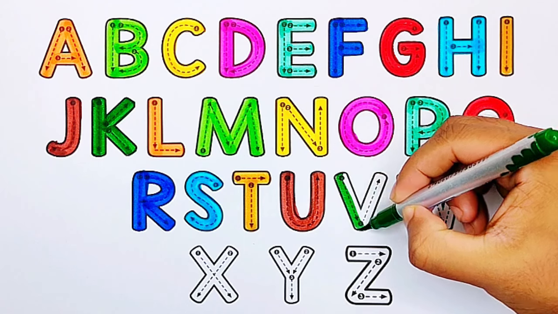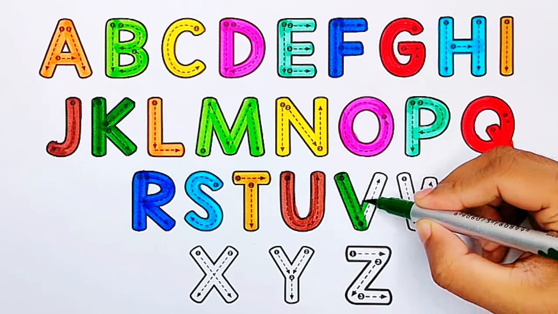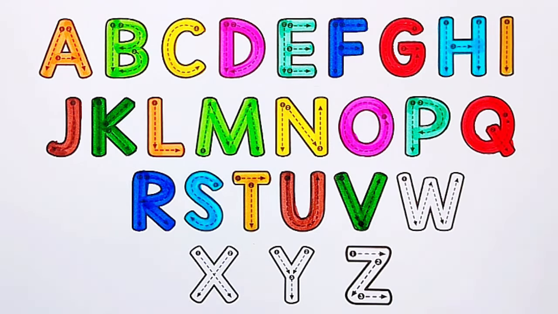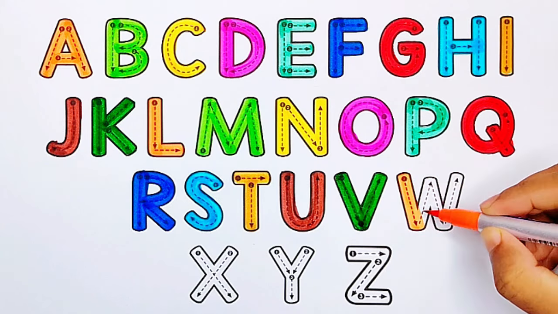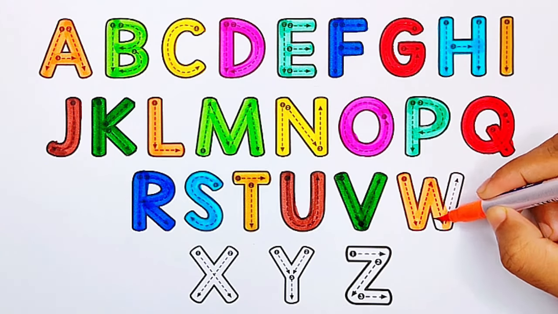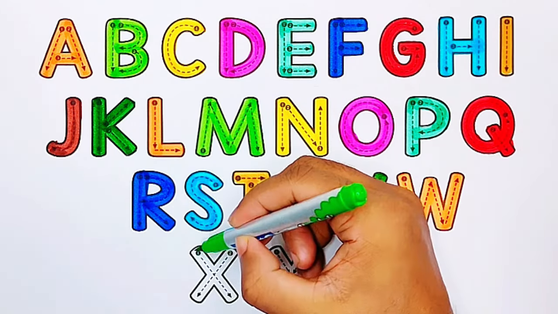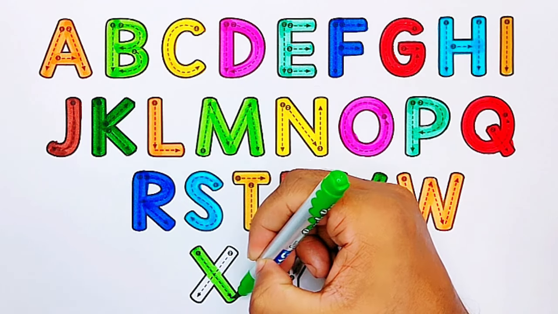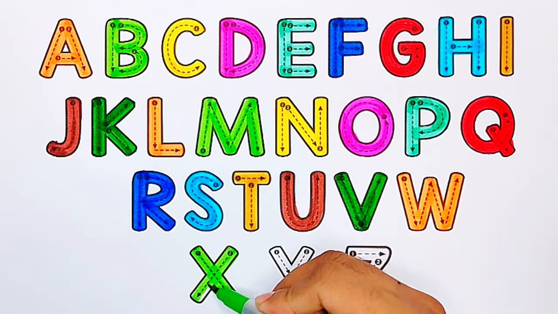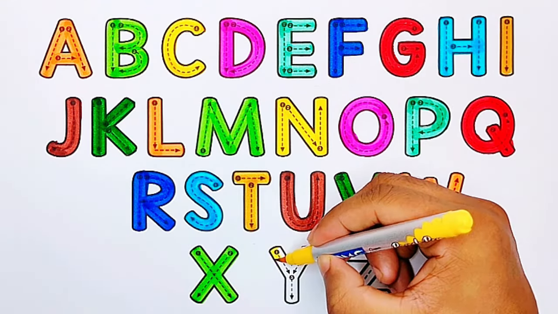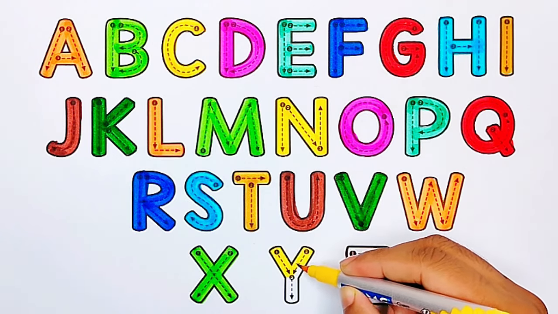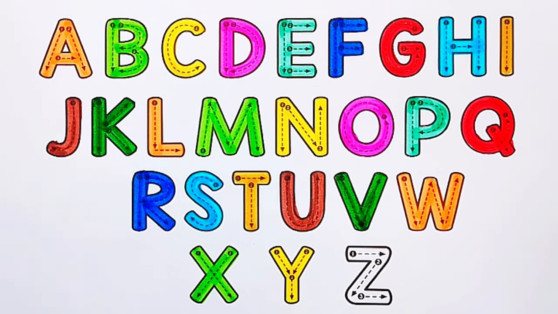V for vehicles, V for vehicles. W for waiter, W for waiter. X for Xerox, X for Xerox. Y for yak, Y for yak. Z for zigzag, Z for zigzag.